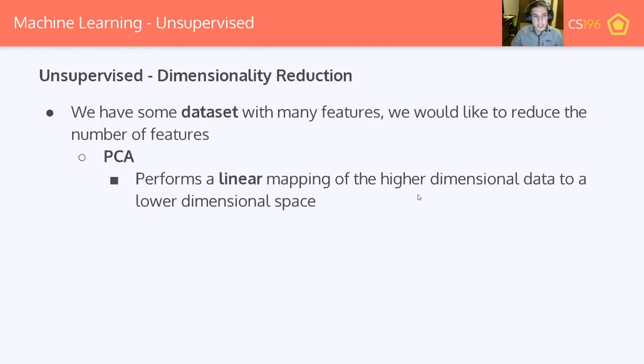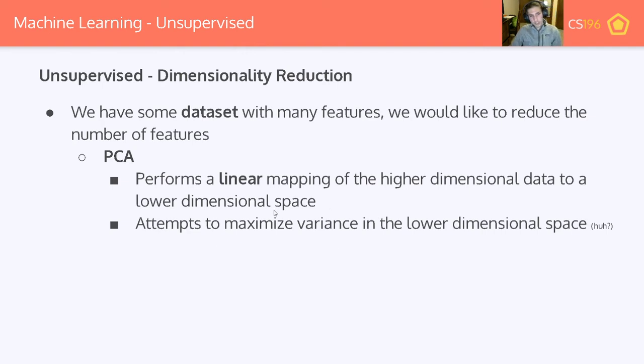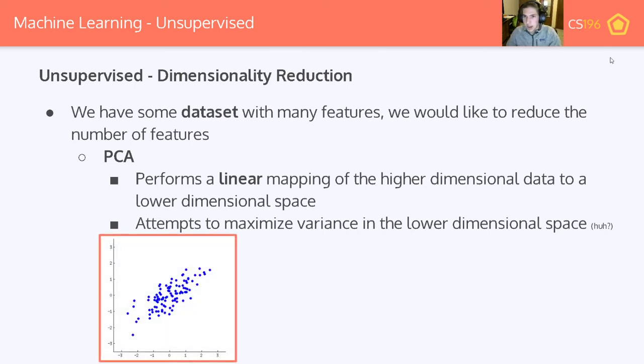but what this does is it performs a linear mapping of the higher dimensional data onto a lower dimensional space. And what it tries to do is maximize variance in this lower dimensional space. And so, what does that mean? So let's say we have this and we want to turn it from 2 dimensions into 1 dimension.